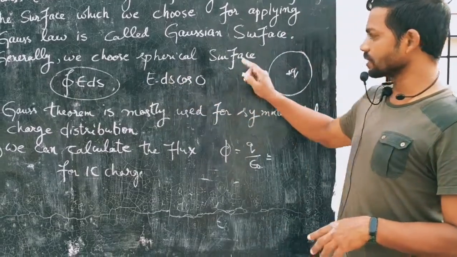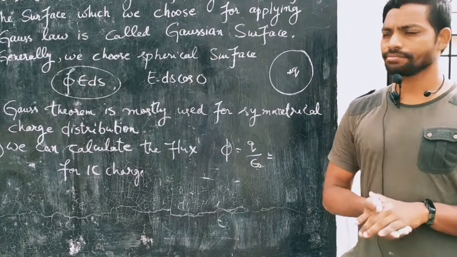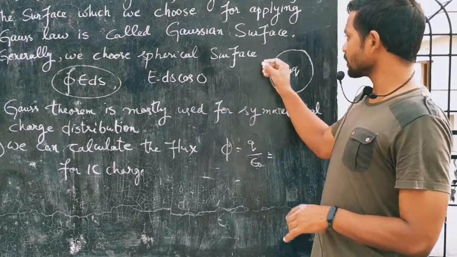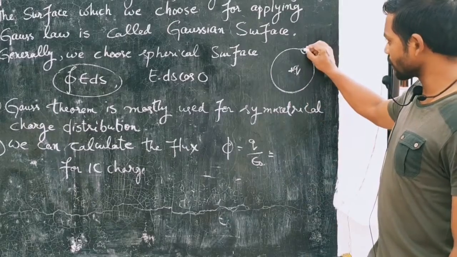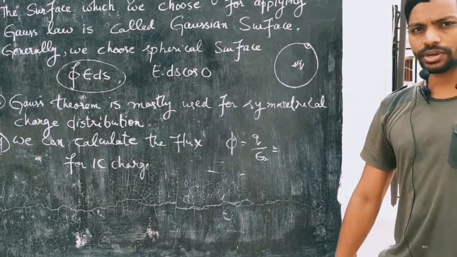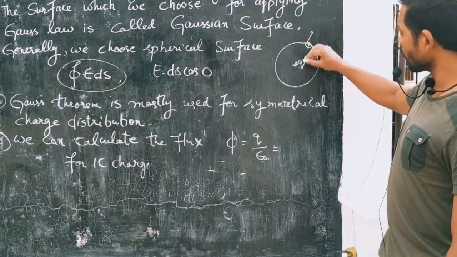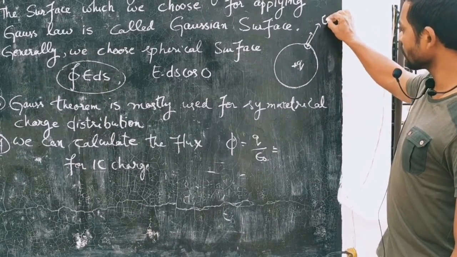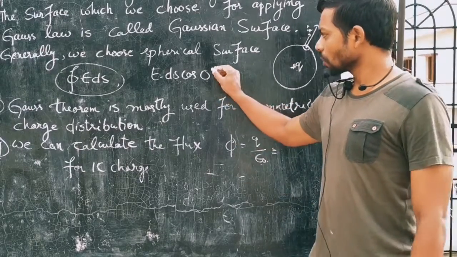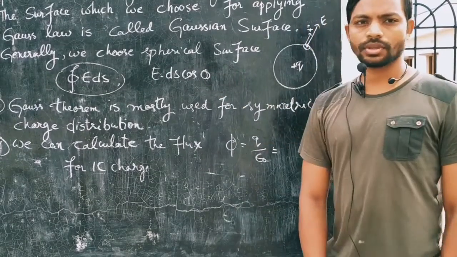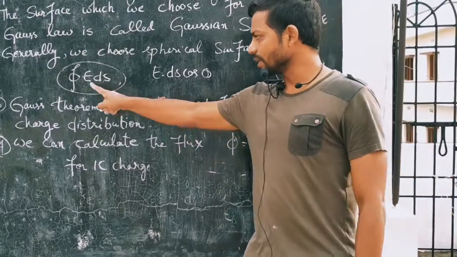Generally we choose a spherical surface for the proof. The reason is, if we choose a spherical surface and consider any point where I want to know the electric flux or electric field intensity, the direction of that area as well as the field intensity are the same. In that case, the angle is 0, cos 0 is 1, so we are left with E ds.